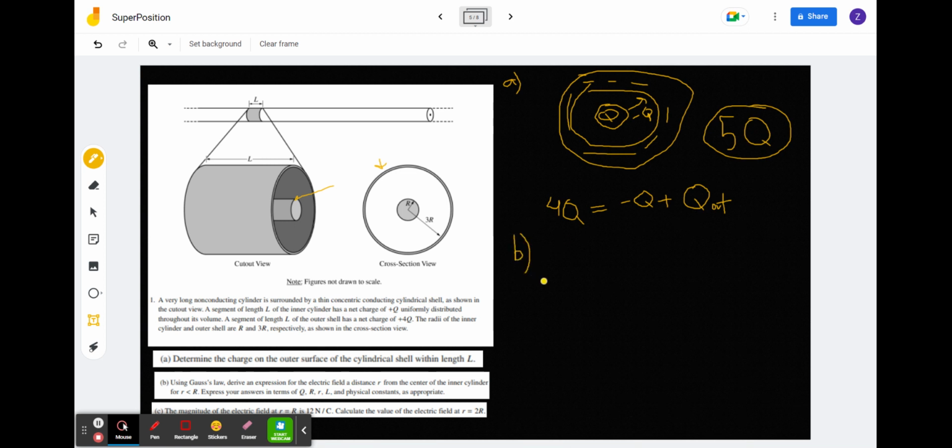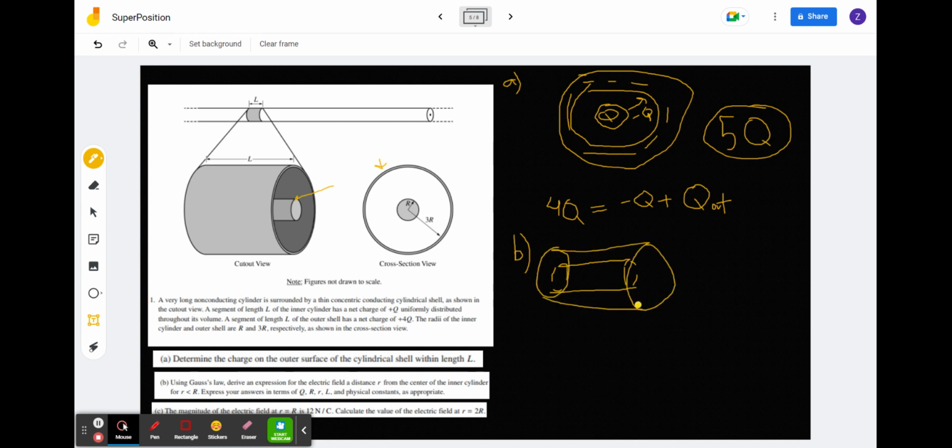Next question. Using Gauss's law, derive an expression for the electric field a distance r away from the center of the inner cylinder for r less than R. Express your answer in terms of Q, R, r, L, and physical constants as appropriate. Again, this is very similar to what we did in our last video with Gauss's law, but if we set up a Gaussian surface of another cylinder inside the bigger cylinder. So that was our Gaussian surface. This is our cylinder.